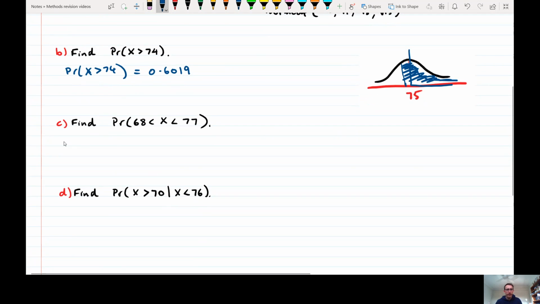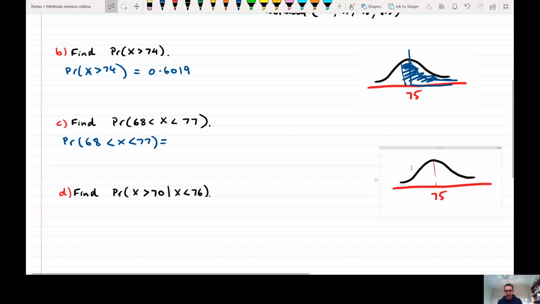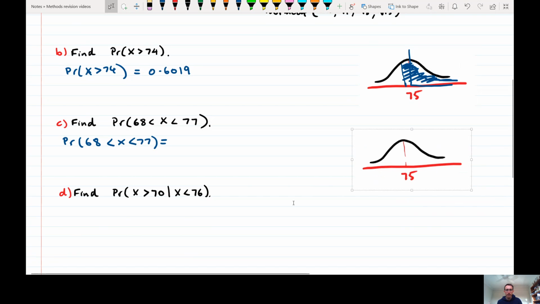Next one, find the probability of being between 68 and 77. Well, again, on our diagram over here, let's mark in 77. It's going to be a little bit bigger than 75. There it is. And 68 might be about here somewhere. We're trying to find the area in there.